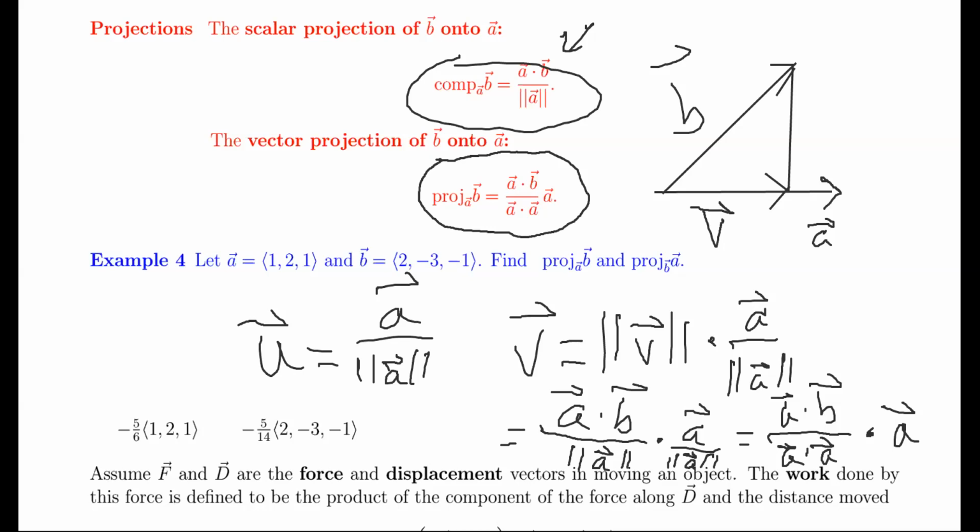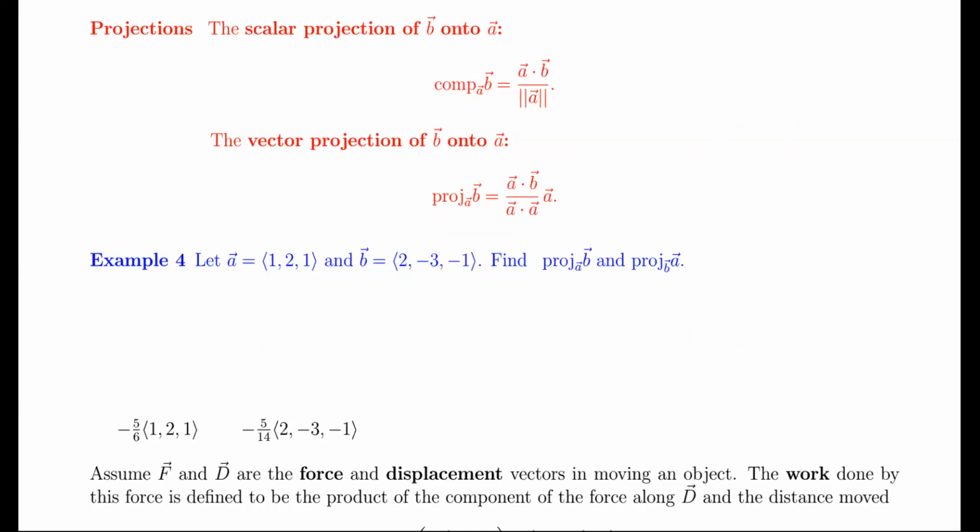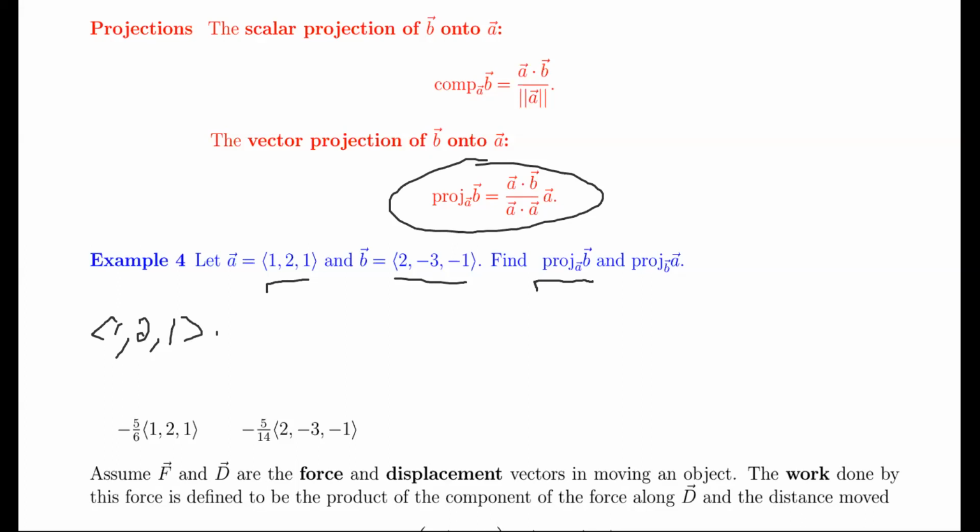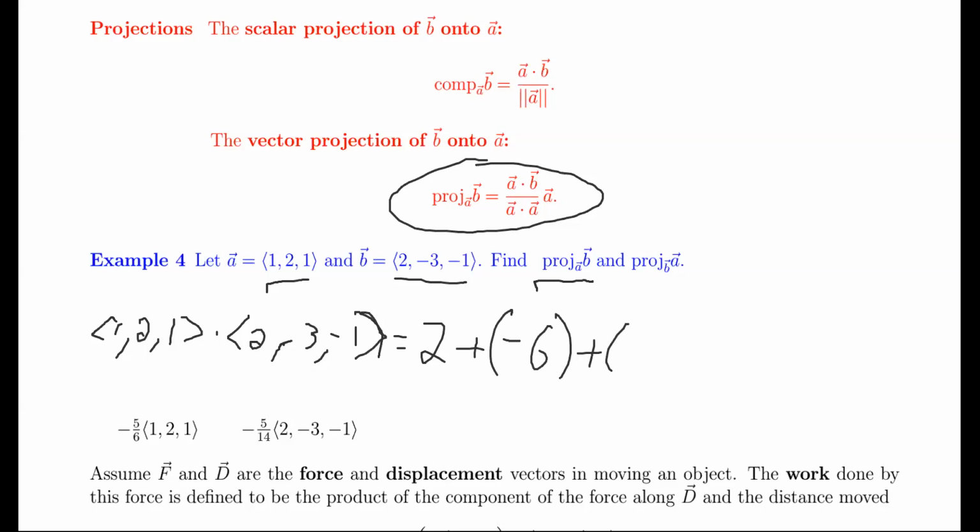Let's do a quick example of that calculation. Let's find the projection of B along A. That is exactly this formula right here, given that A is 1, 2, 1, and B is 2, -3, -1. Well, let's do the dot product of A dotted with B. That is 1, 2, 1 dotted with 2, -3, -1. All right, 1 times 2 is 2. 2 times -3 is -6. And then 1 times -1 is -1. So we get 2 minus 6 is -4, minus another 1 is -5.